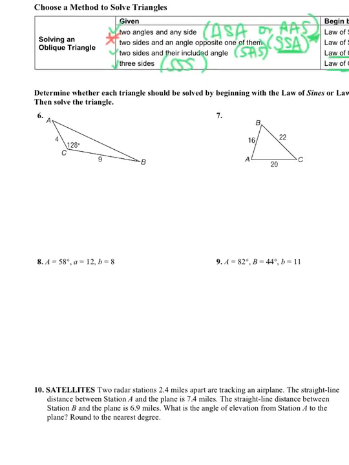Number 6 says determine whether each triangle should be solved by beginning with the law of sines or law of cosines, and then solve the triangle. In this case, I have a SAS situation, so I want to start off by using the law of cosines. Since I have angle C, I'm going to use the law of cosines to find the opposite side, side C.